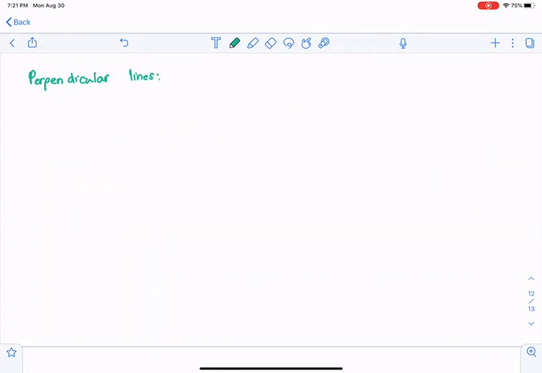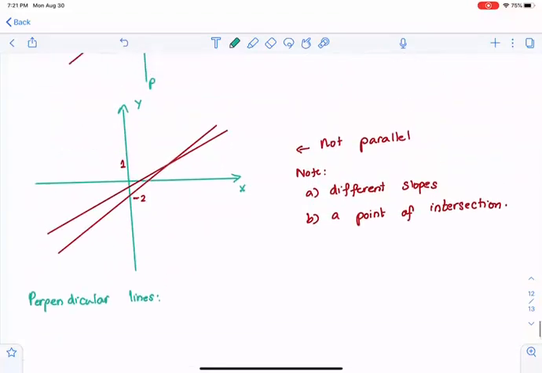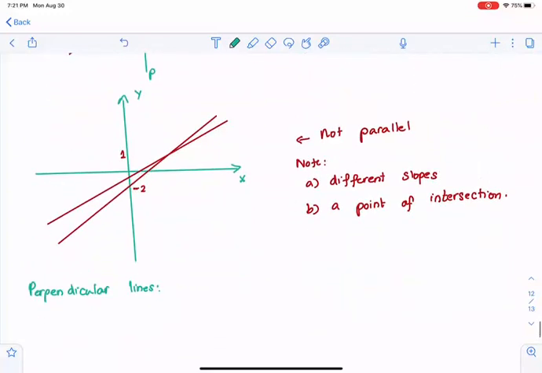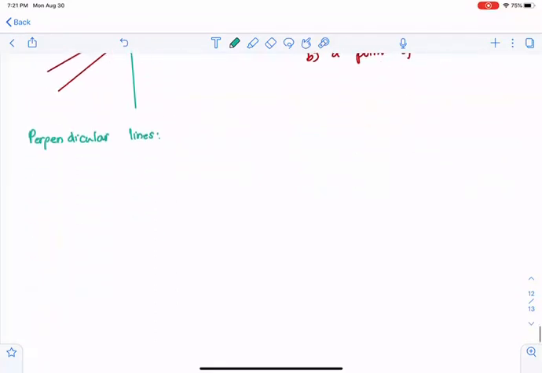So perpendicular lines: a line is perpendicular to another line if they intersect at a right angle. They have to intersect at a right angle. So these two lines, they don't intersect at a right angle. If they intersect at a right angle, then those two lines are perpendicular to each other. What do I mean by right angle?